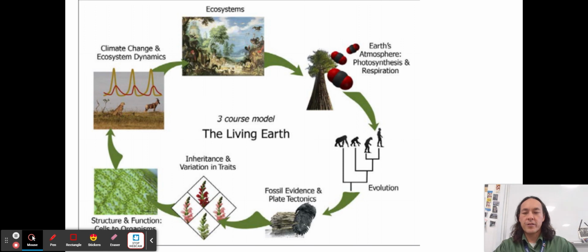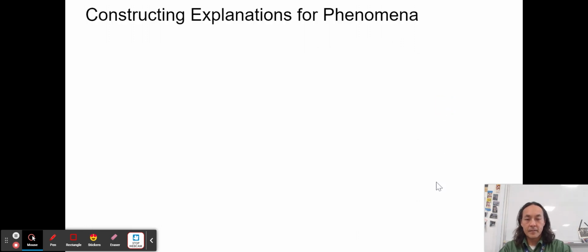Here is our course. We are following the Living Earth 3-course model out of California with the Next Generation Science Standards. So Unit 1 was ecosystems. We will bridge this to Unit 2 on photosynthesis and cellular respiration via the carbon cycle. And I have a pretty fun game that we're going to play on the Serengeti, and you'll get to pretend to be carbon atoms and cycle around. I think you'll like it.